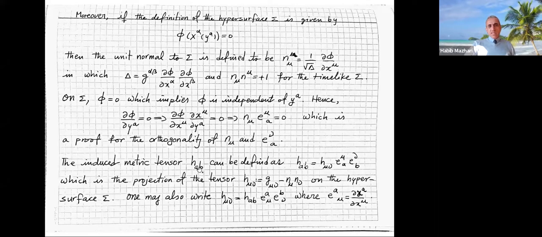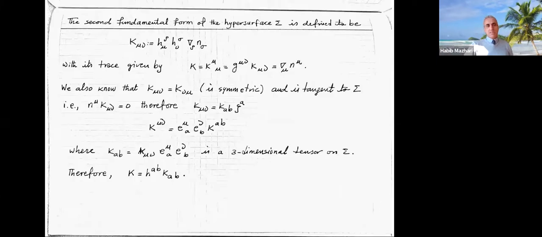HAB, or the induced metric, or the first fundamental form, can be found by using H mu nu. What is H mu nu? H mu nu actually is a four-dimensional tensor. However, HAB is a three-dimensional tensor. But H mu nu is just G mu nu minus N mu N nu. So still it is four-dimensional, I mean a tensor in four dimensions. But by multiplying by the tangent vector, you get its projection, which is a three-dimensional tensor. Okay, so these are all about the surface and the space-time.